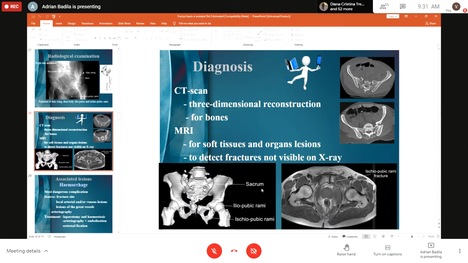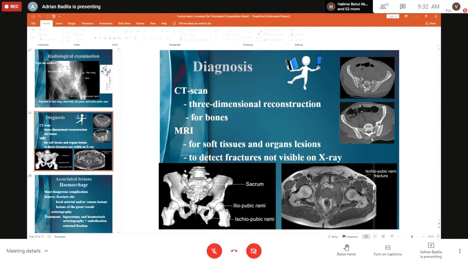The CT scan can give us a three-dimensional reconstruction of the pelvis, like the image on the left side, this one. And here we can see this fracture at the level of the right sacral wing, a fracture at the level of the left iliopubic rami, and another fracture at the level of the left ischiopubic rami.